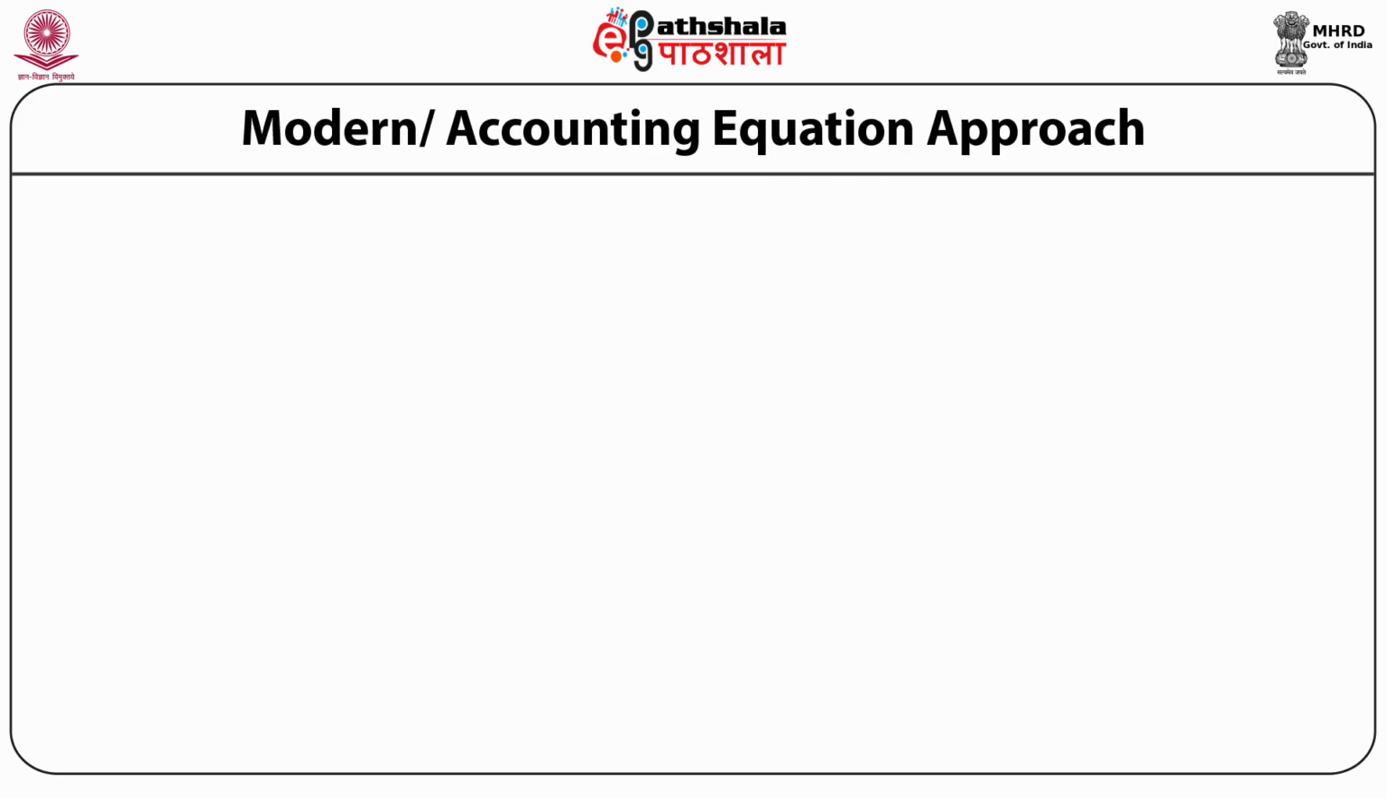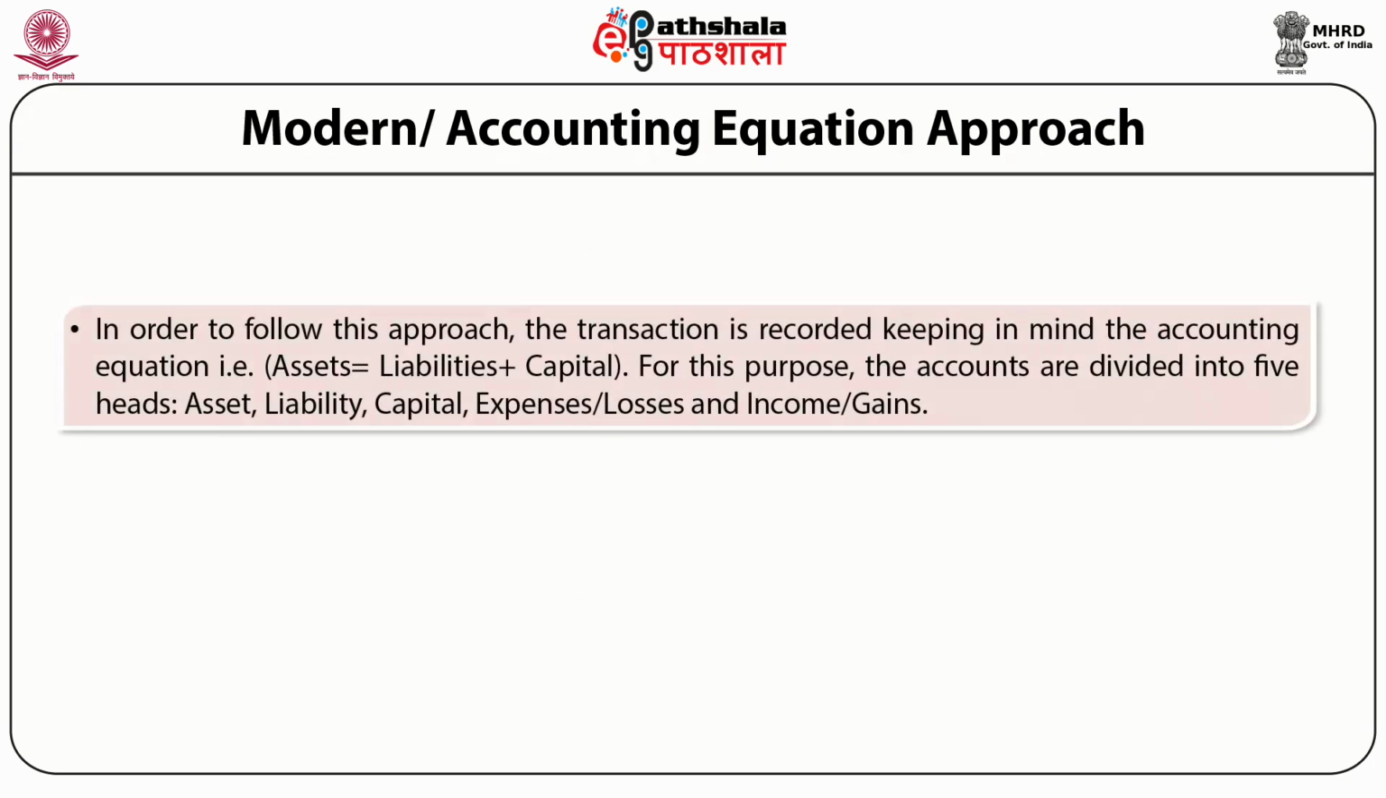Modern accounting equation approach. In order to follow this approach, the transaction is recorded keeping in mind the accounting equation, that is assets is equal to liabilities plus capital. For this purpose, the accounts are divided into 5 heads: assets, liabilities, capital, expenses and losses, and income or gains.